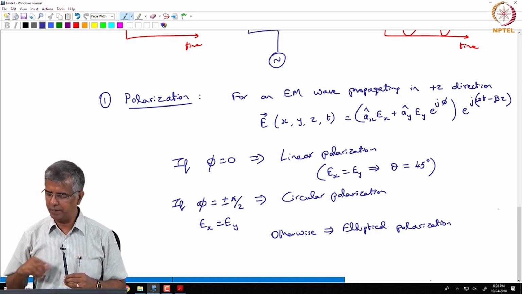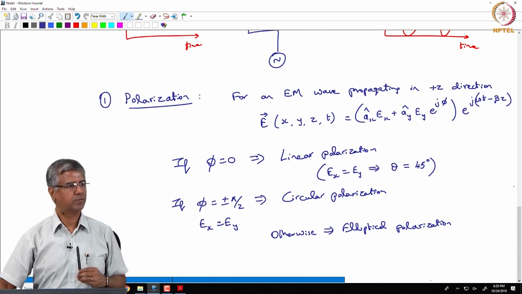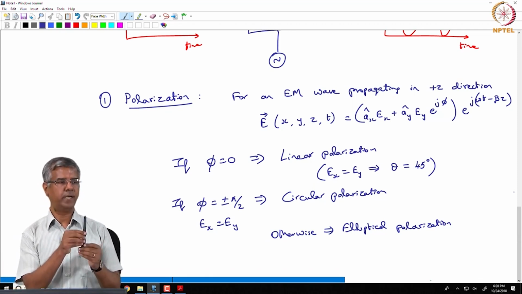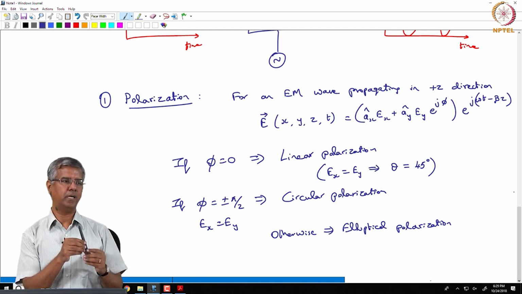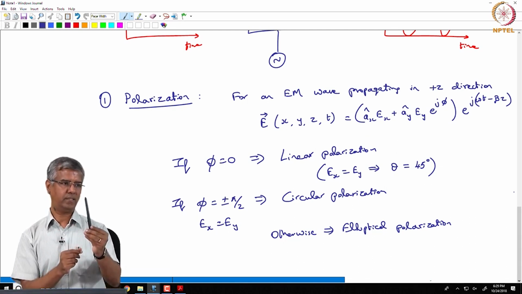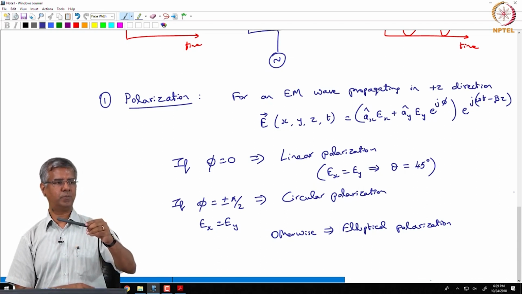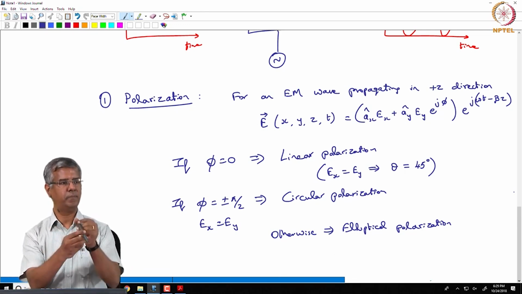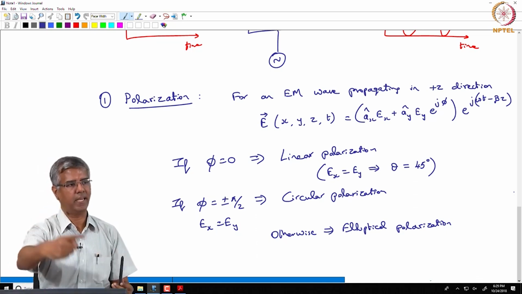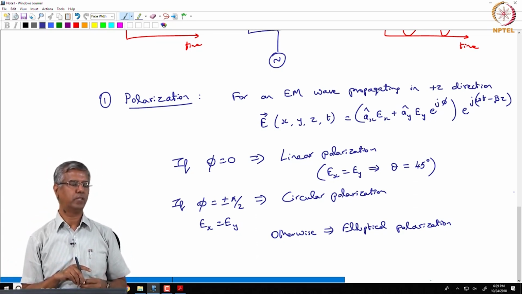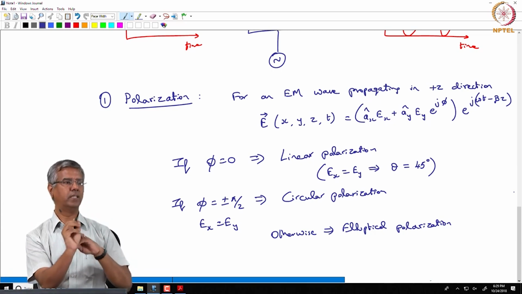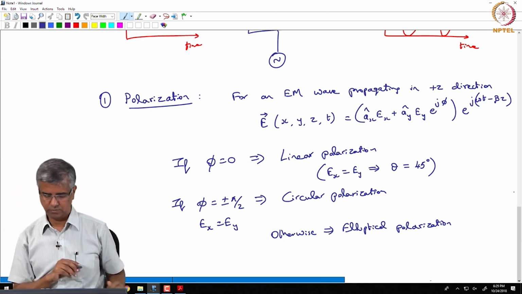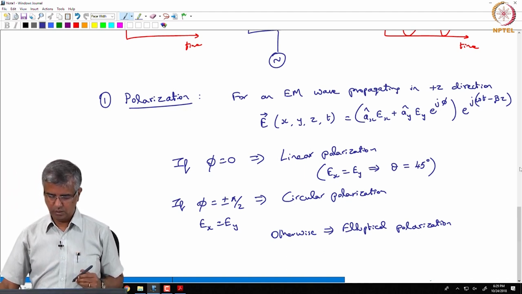Now, what can we do with this? Yes. Then it is basically an orientation. If Ex is predominant compared to Ey, then it is an orientation like this, right. If Ey is predominant with respect to Ex, its orientation is like this. The orientation changes, but it is always remaining linear. It always traces a line as it is propagating. Okay. Only if there is a phase change, then there will be this circular or elliptical polarization. Okay.